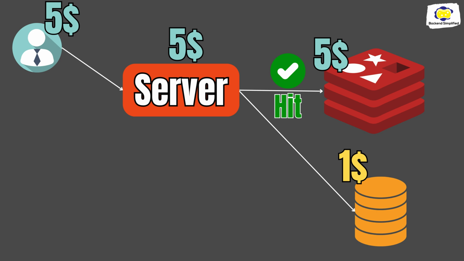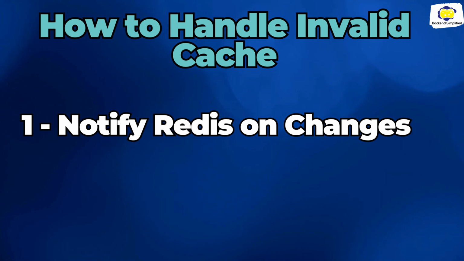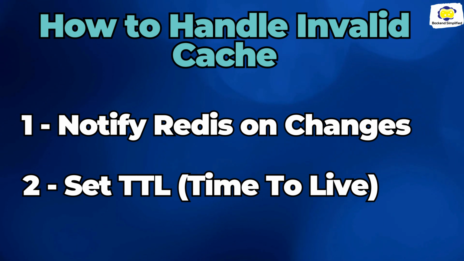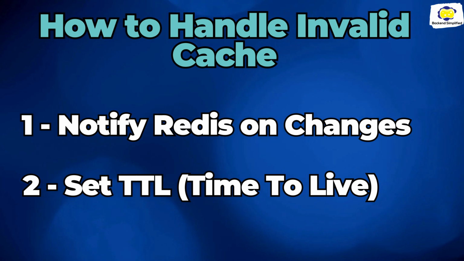But what can we do about it? First, we can send to Redis that the data is no longer valid when we have a change in this entity, or even send the new price. Second, it won't solve every invalid cache problem, but we set a TTL, time to live, that gives an expiration for the key value stored in Redis. So after the time passes, Redis won't return this info.